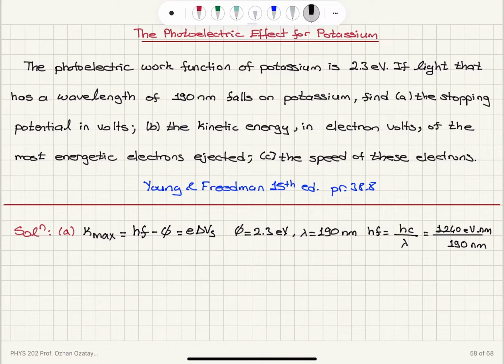Okay, so the stopping potential delta V_s will be equal to the photon energy hf minus the work function, divided by the electron charge. So this will be 1240 divided by 190 minus 2.3 electron volts, divided by the electron charge. Therefore, we obtain a stopping potential of 4.2 volts.